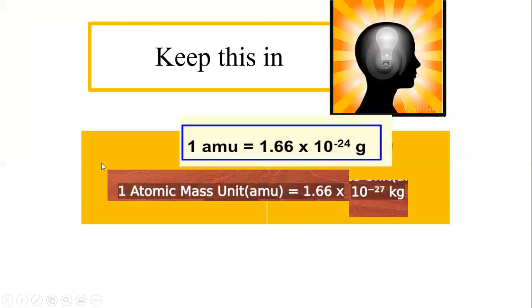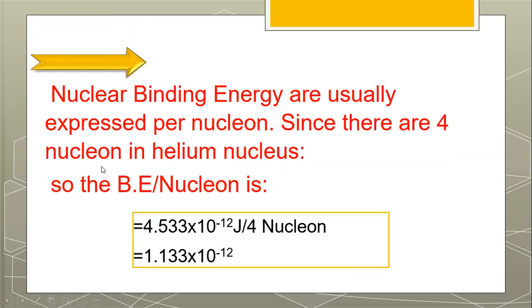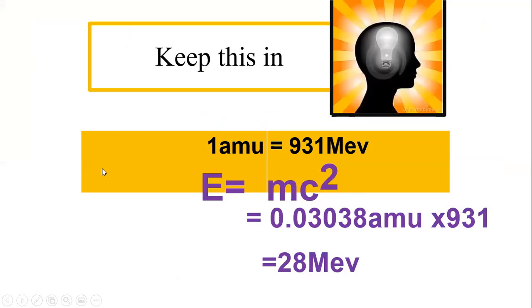So here is the complete derivation for the helium nucleus, and there is another way to get the same value of 28 mega electron volt, that we can say that 1 AMU is equal to 931 mega electron volt.